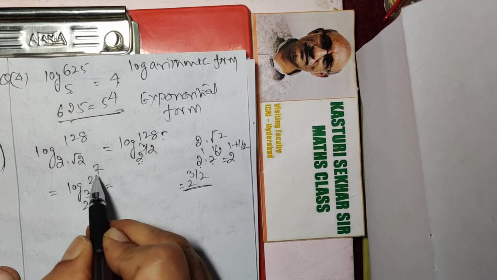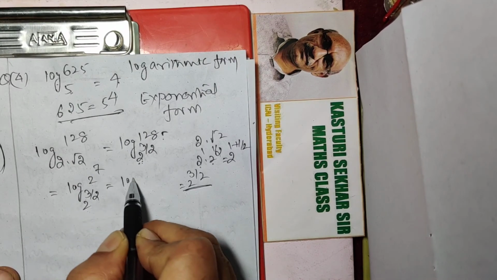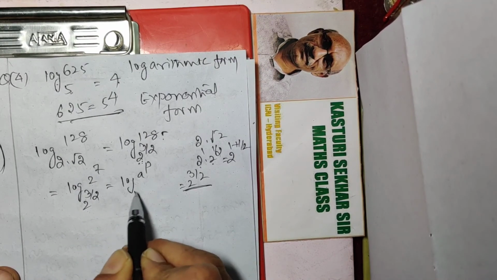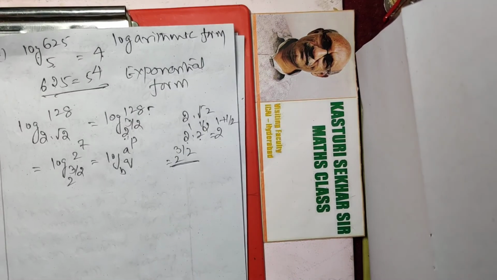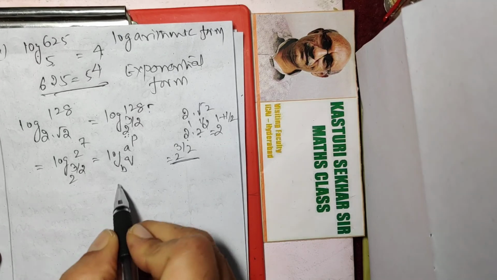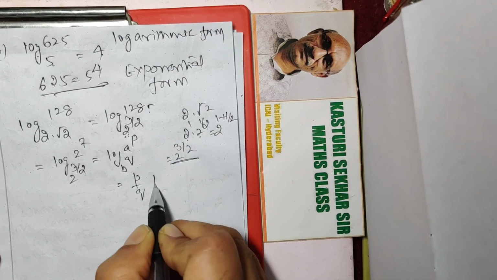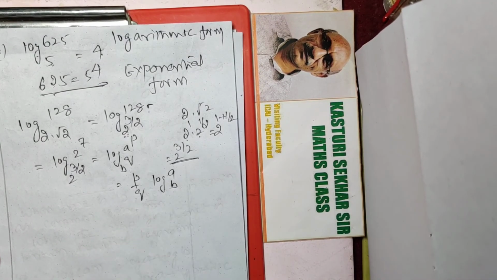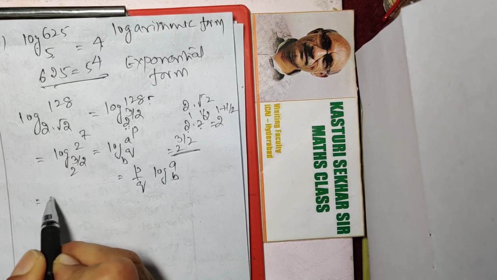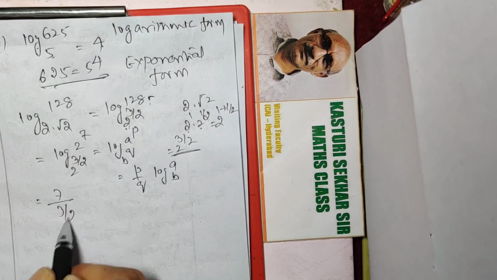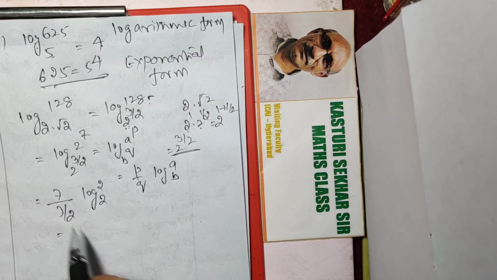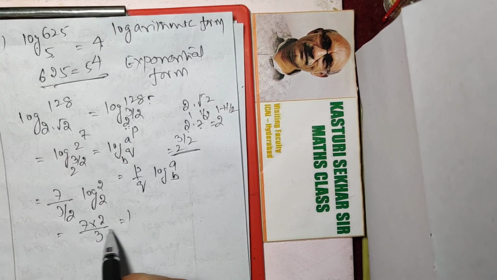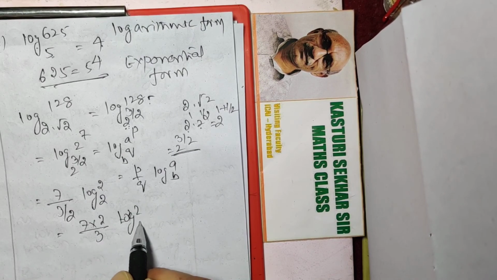Okay, sir. So this is of the type log a to the power of p to the base b to the power of q. This can be written as p by q into log a to the base b. So this is 7 divided by 3 by 2 into log 2 to the base 2. 2 will go to the numerator. 7 into 2 by 3 into log 2 to the base 2.